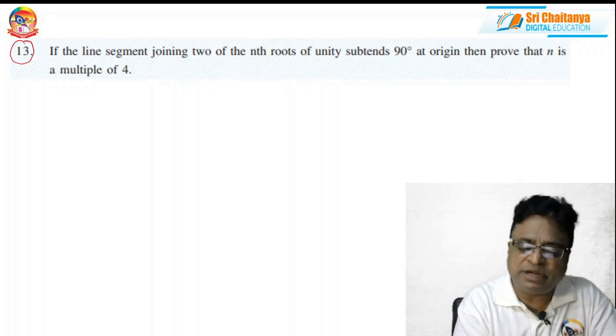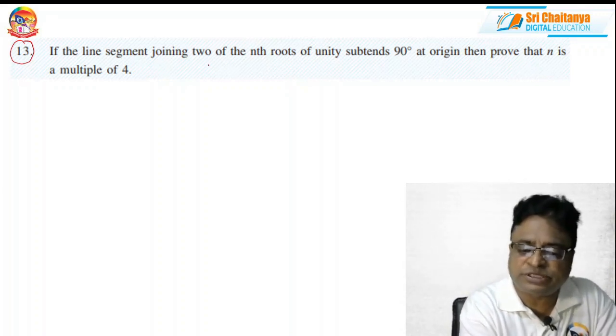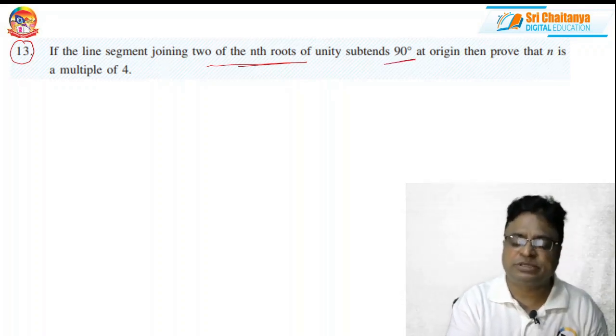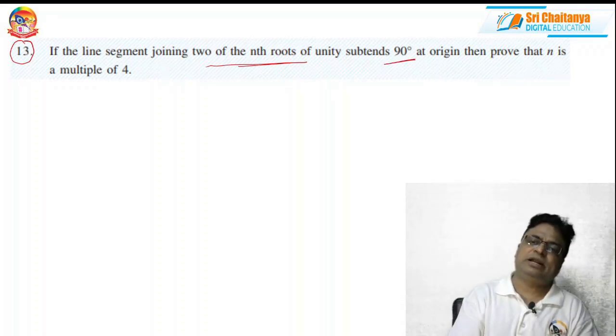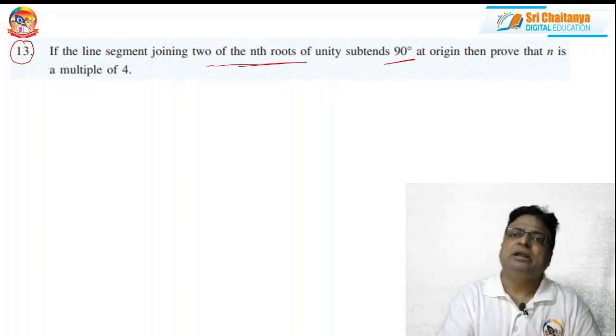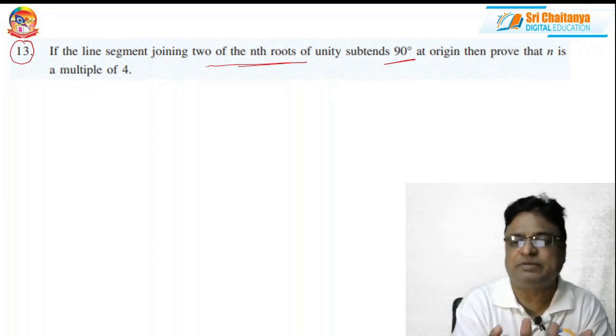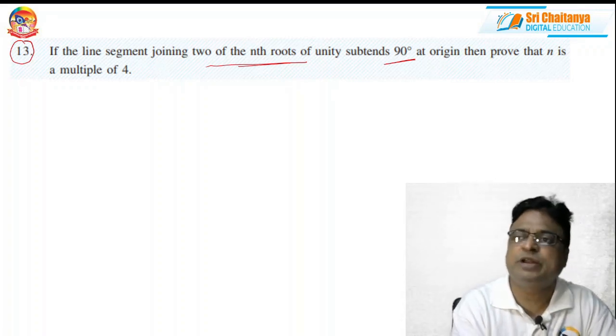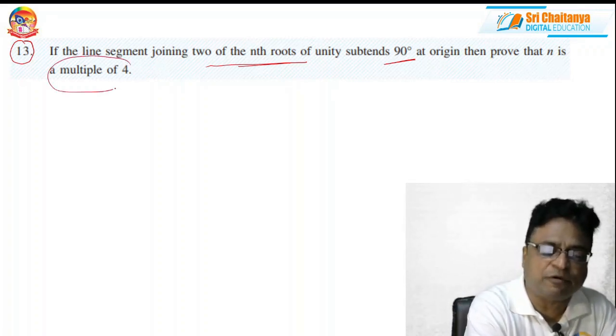If the line segment joining two of the nth roots of unity subtends a right angle, because for nth roots of unity, you will get n different roots, and suppose the angle between any two of them is 90 degrees at the origin, then we have to show that n is a multiple of 4.